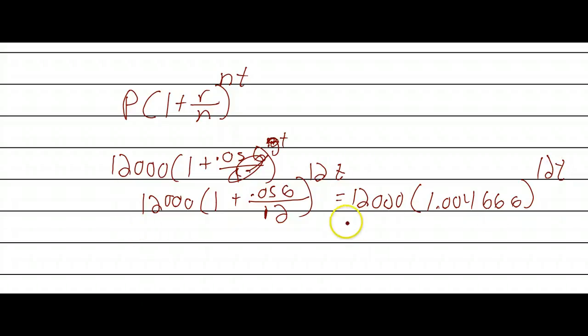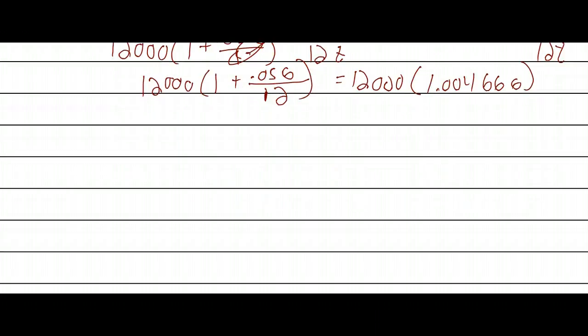I've never had a professor tell me to write it this way. This is the way they always want it to be done. So again, it's the rate divided by the number of times they want you to do it. So monthly is 12, yearly is 365, and so on and so on.